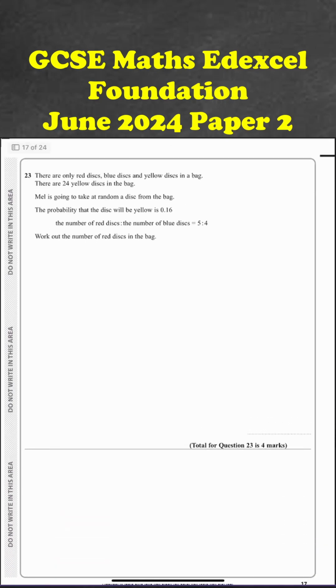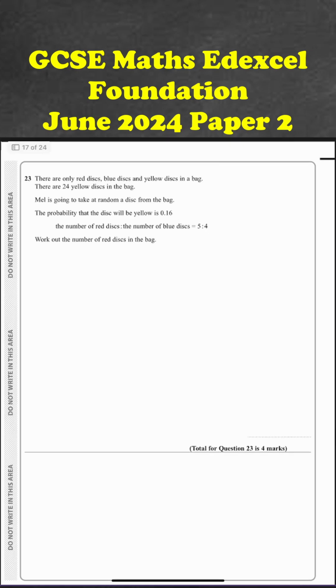Question 23. There are only red discs, blue discs, and yellow discs in a bag. There are 24 yellow discs in the bag. Mel is going to take, at random, a disc from the bag. The probability that the disc will be yellow is 0.16. The number of red discs compared to the number of blue discs is a 5:4 ratio. Work out the number of red discs in the bag.